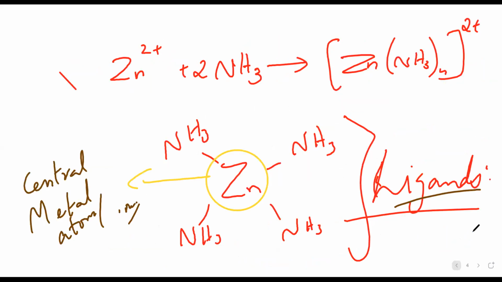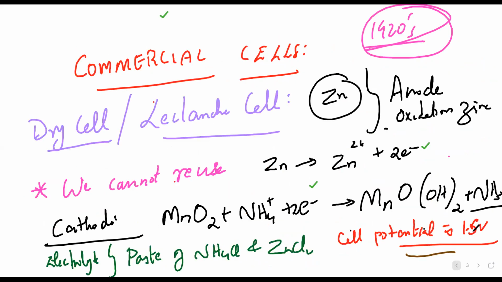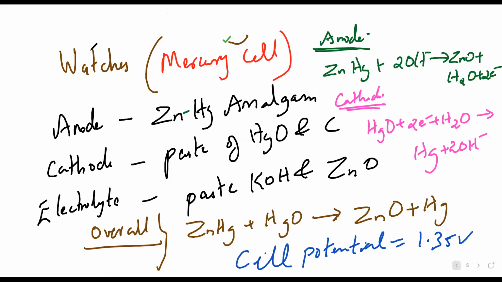So these are all my primary cells. I can call these my primary cells or batteries. Commercial cells I told you, but under commercial cells, these are all my primary cells. But if I have discussed primary cells, then I will discuss what? Secondary cells also.